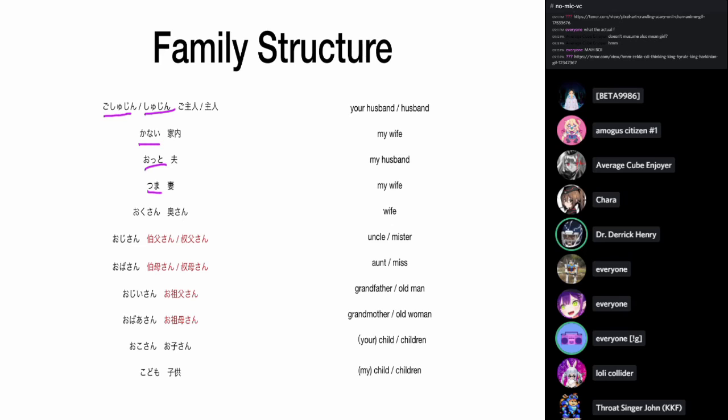if they were talking about your husband, they'd use Goshujin. And if they were talking about your wife, they would use Okusan. They might use Tsuma depending on the region, but Okusan is generally neutral, everyone's fine with. So you can also use Okusan if you're talking about your wife, or other people talking about your wife can also use Okusan. There's a reason why there are so many words for this.